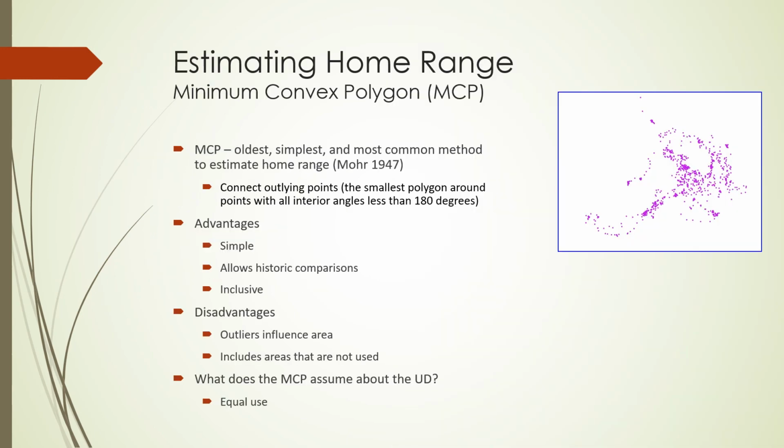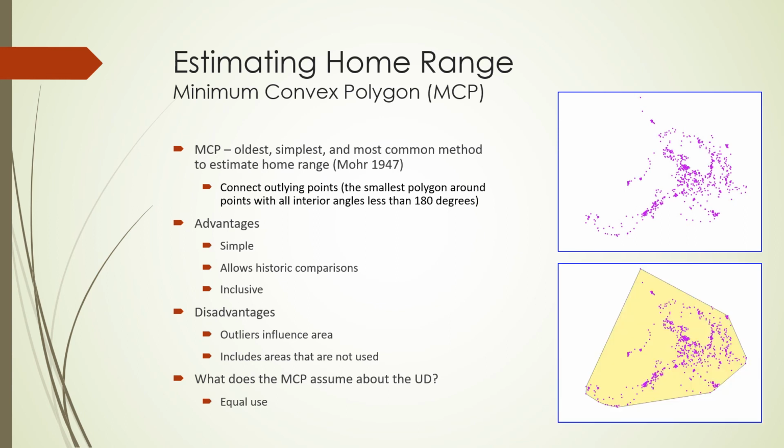So the simplest and oldest approach to estimating home range is what's known as the minimum convex polygon approach. Basically the idea is that you connect the outlying points. There's one stipulation here though, and that is that it's the smallest polygon around points with all interior angles less than 180 degrees. So what do we mean by that?